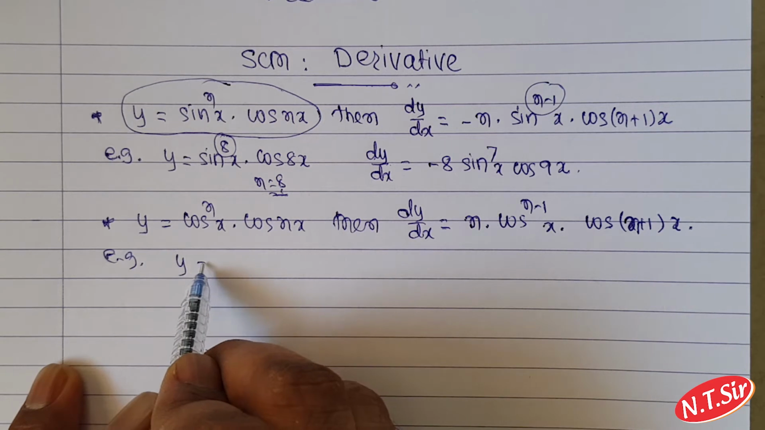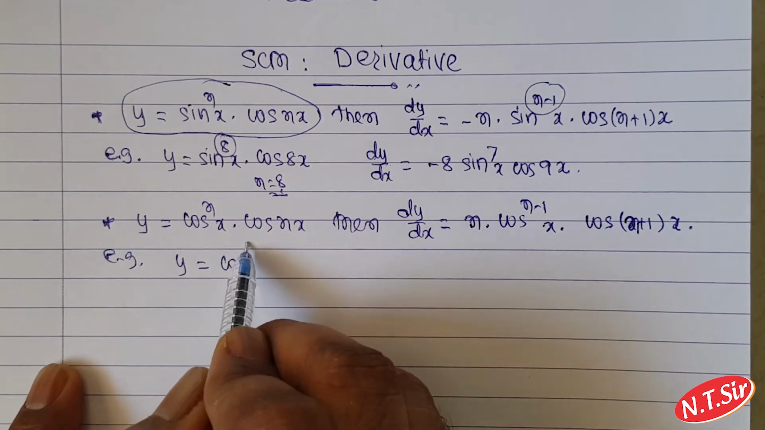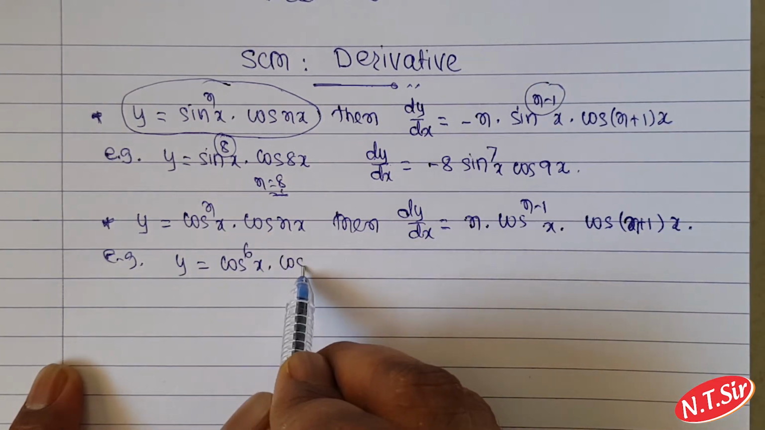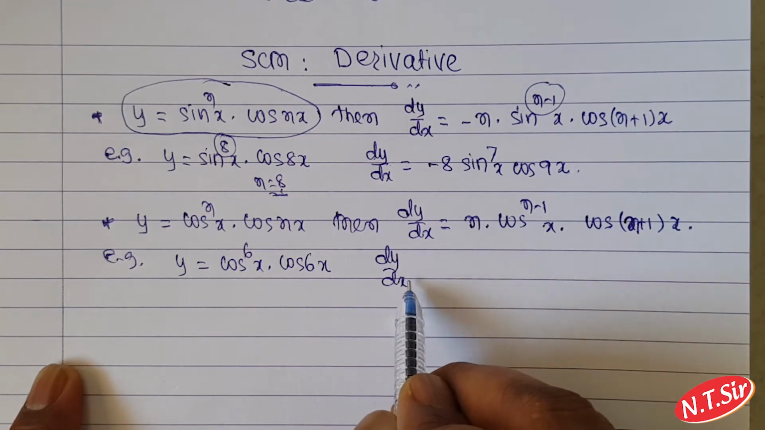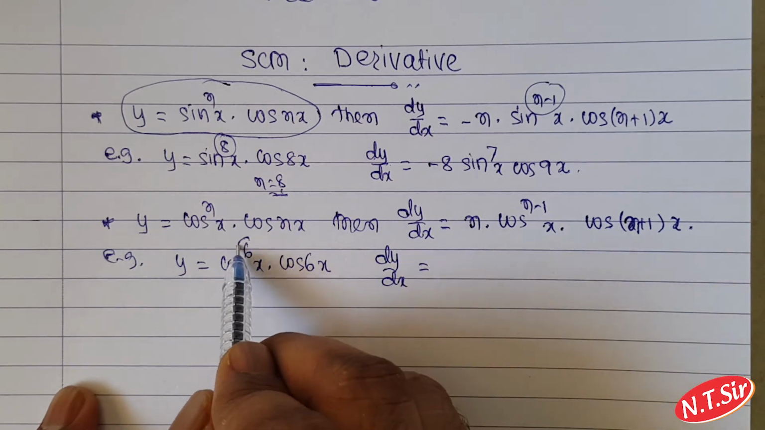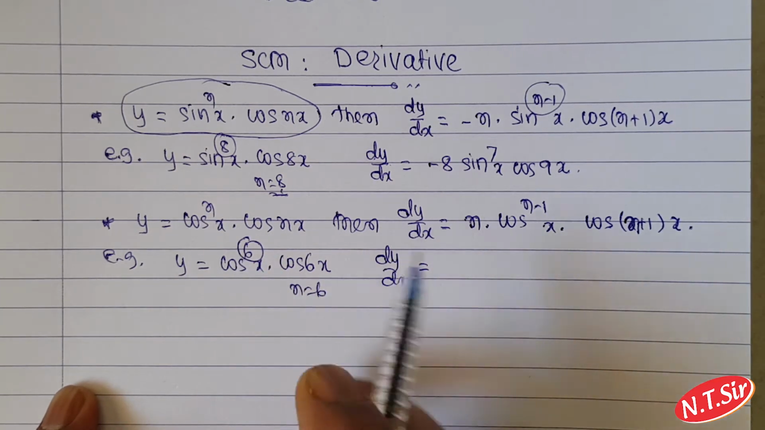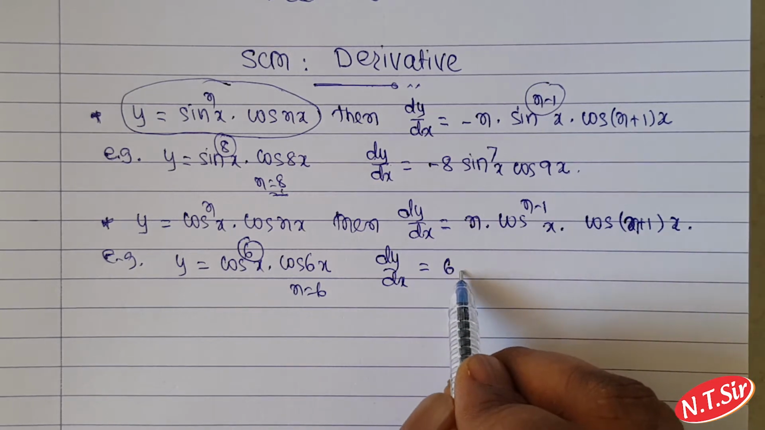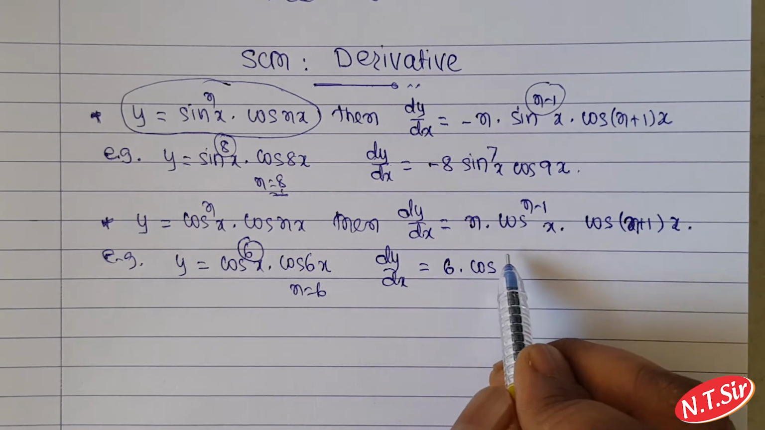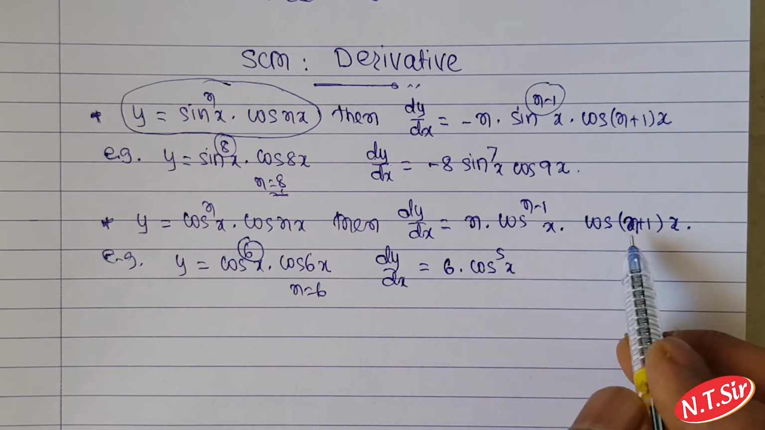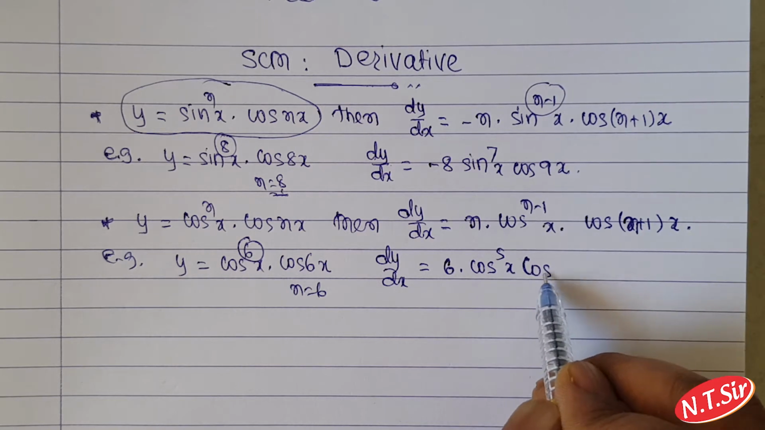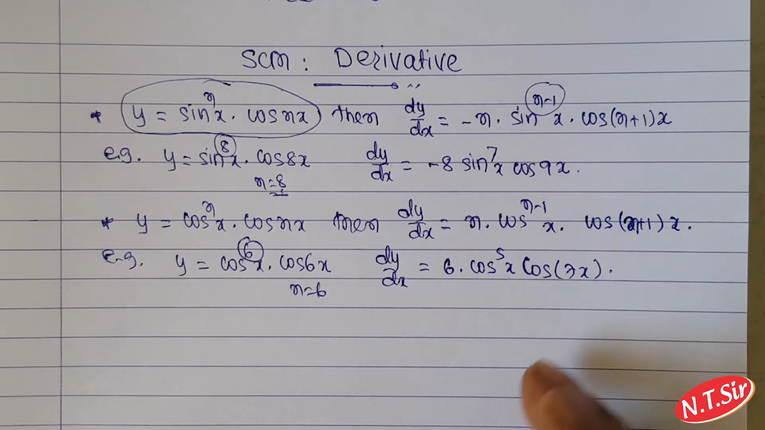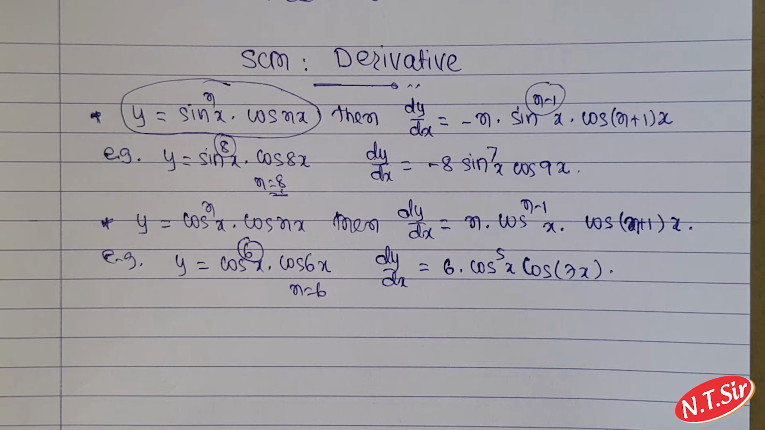For example, suppose given y = cos^6(x) cos(6x). Then dy/dx, here what is n? n is equal to 6. So your answer will be 6 times cos^(n-1), that is 5, of x, and n plus 1, 6 plus 1, that is cos 7x. So this is a very useful formula to differentiate.